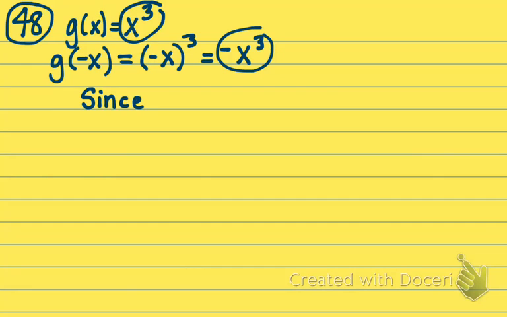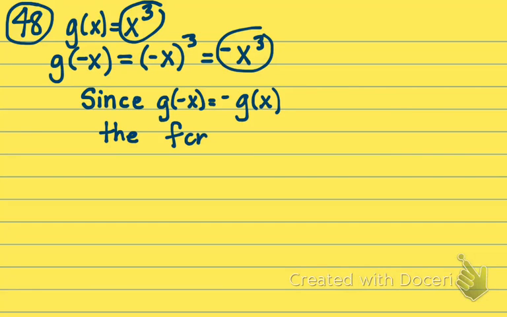Since g of negative x equals negative g of x, the function is odd. And you may write function as FCN throughout my class. That's not my abbreviation, but some professors might insist that you write it out, but I will not. You have just proved that this function is odd. Okay, that is the analytic way to do it.